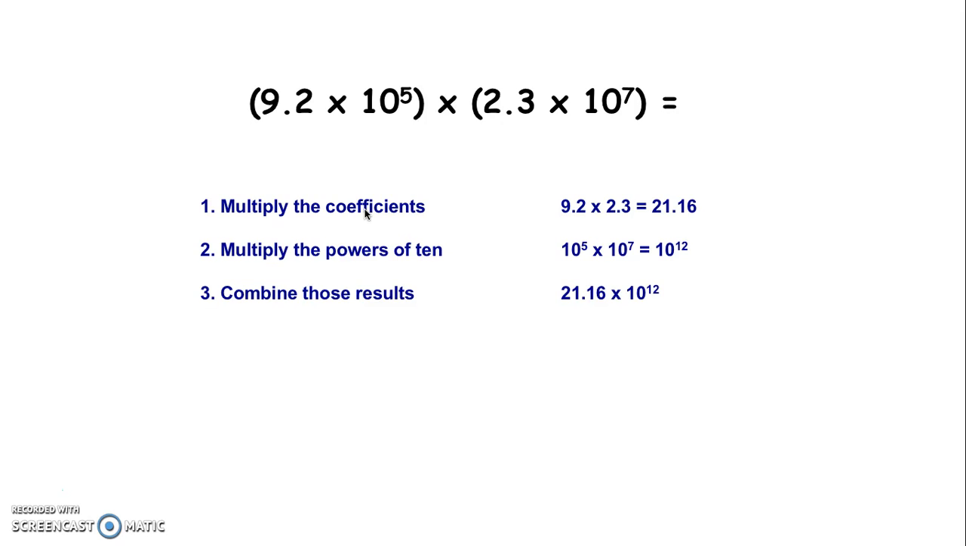And last but not least, we need to make it proper because 21 is not between 1 and 10. So when we make it proper, we get 2.116 times 10 to the, not 12th power, but 13th power. Let me fix that, 10 to the 13th power, because we have to add 1 when we move the decimal point over.